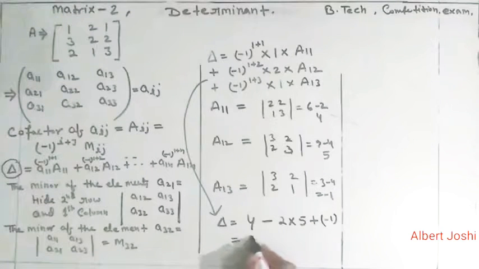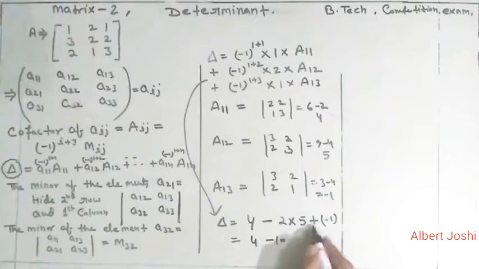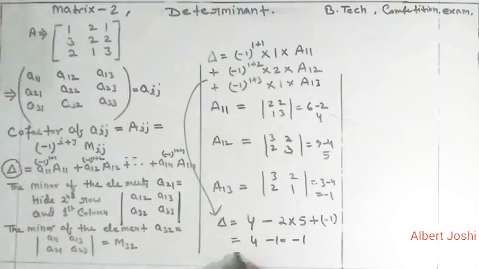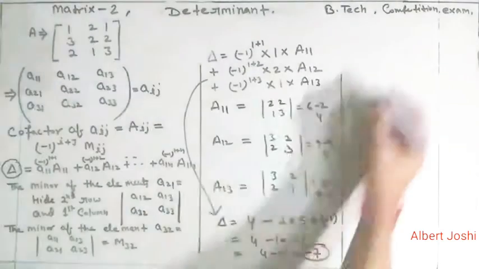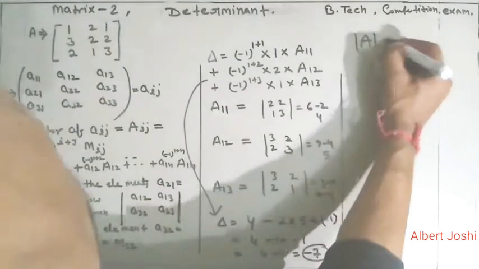So what is the value? 4, then minus 2 times 5 is minus 10, and the plus minus is minus 1, so this is equal to 4 minus 11, and you know that 4 minus 11 is equal to minus 7. This is the determinant of the matrix. So the determinant is equal to minus 7.